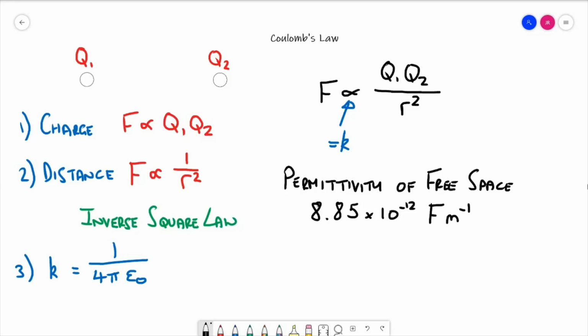Now farads we haven't come across yet. We'll look at that more when we do the capacitance topic. Permittivity is just a term to tell us how electric fields propagate through free space, or obviously another word for free space is a vacuum. In order to tie this all together then and give the full version of Coulomb's law, we can now write F is equal to Q1 Q2 over 4 pi epsilon naught r squared. And that now is our full version of Coulomb's law.